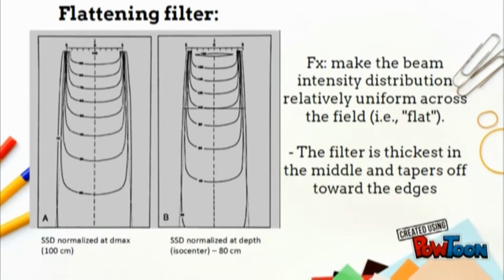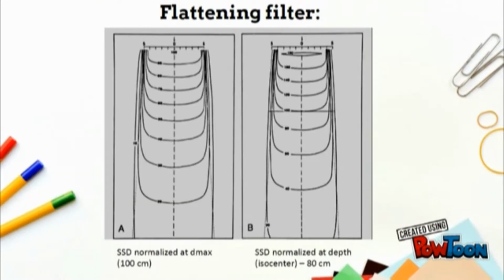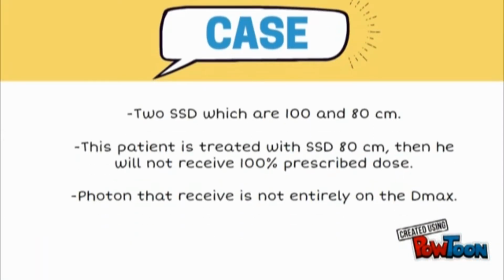Diagram A shows the SSD normalized at Dmax, 100 cm. Diagram B shows the SSD normalized at depth, which is isocenter, 80 cm. Based on these isodose curves, we can see that there are two SSDs, 100 cm and 80 cm. For this case, if the patient is treated at SSD 80 cm, he will not receive 100% of the prescribed dose. This is because the photons received are not entirely at Dmax.